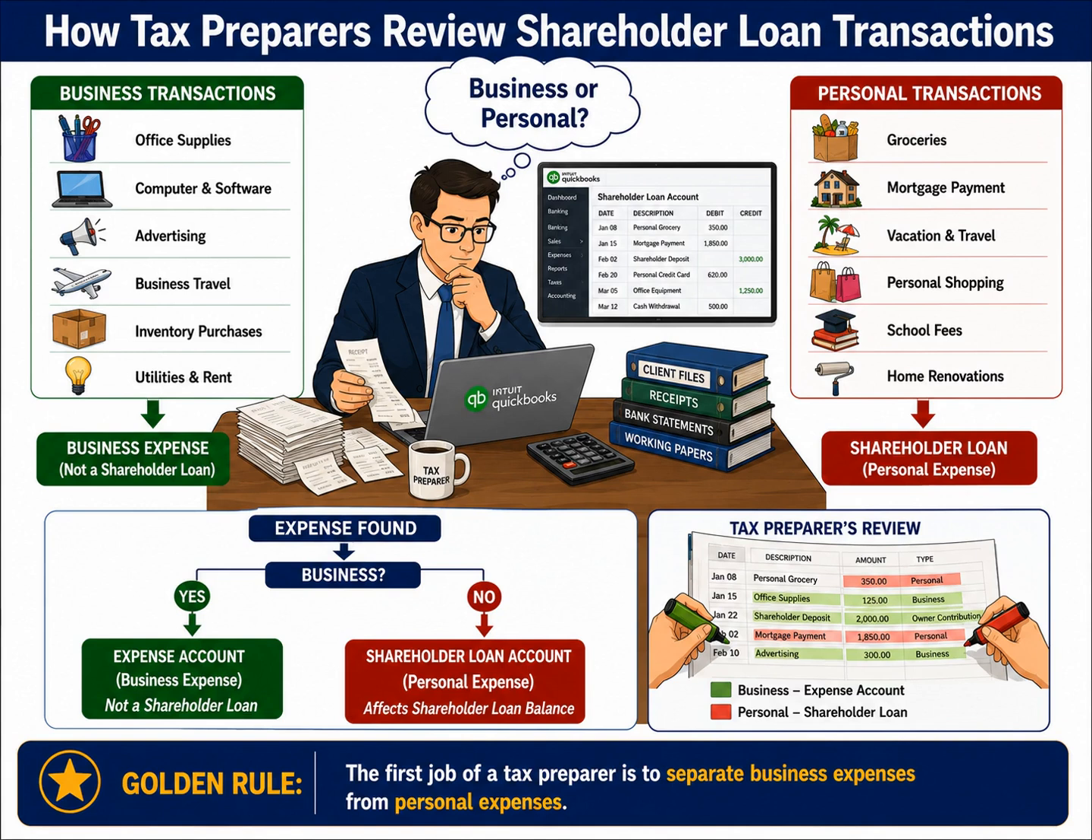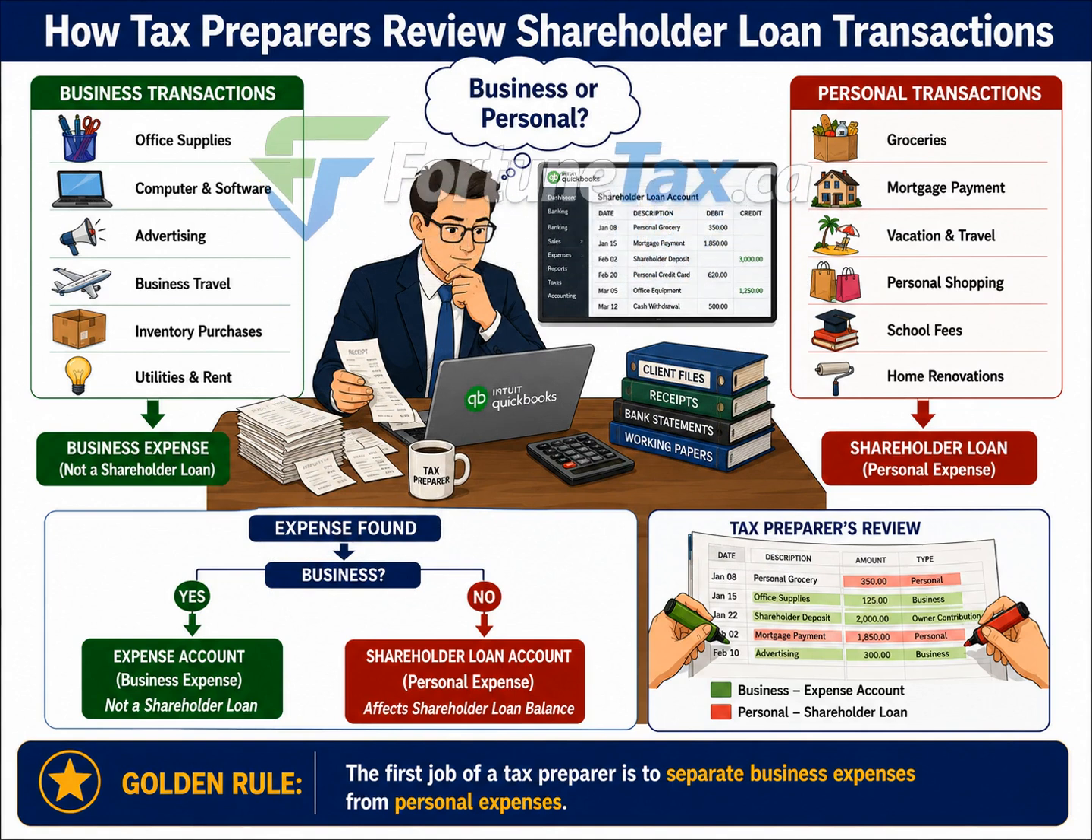Every transaction is reviewed individually before deciding where it belongs in the accounting records. A helpful way to think about the process is to imagine a simple decision tree. First, identify the expense. Then ask, was this incurred for the business? If the answer is yes, record it as a business expense. If the answer is no, it will often belong in the shareholder loan account instead.